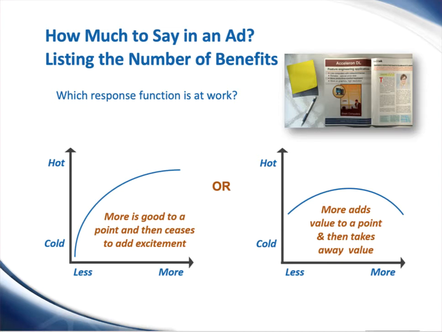So, how much should we say in an ad? Listing the number of benefits. You need to figure out what response function is at work. Is more information better? Or is there an inverse U function where more information is better up to a certain point, and then the more information you put past that point, the less effective the ad becomes? Personally, I think that's where we are.